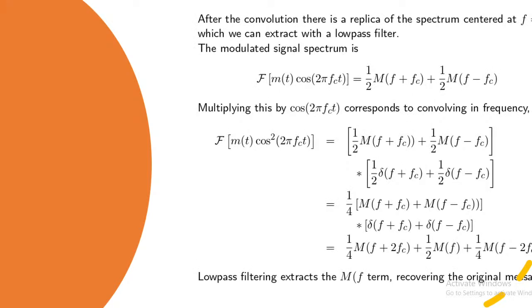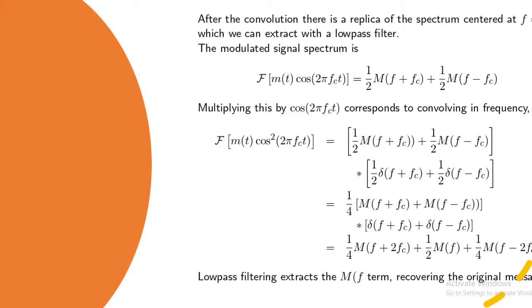This is a mathematical representation of the same thing. What we are doing is first modulating the signal. In the modulated signal, the spectrum is half m of f plus fc plus half m of f minus fc. Now multiply this signal by cos 2 pi fct. First you are getting m(t) into cos 2 pi fct, and you are multiplying that again with cos 2 pi fct. So in the demodulation case you are getting m(t) cos square 2 pi fct.